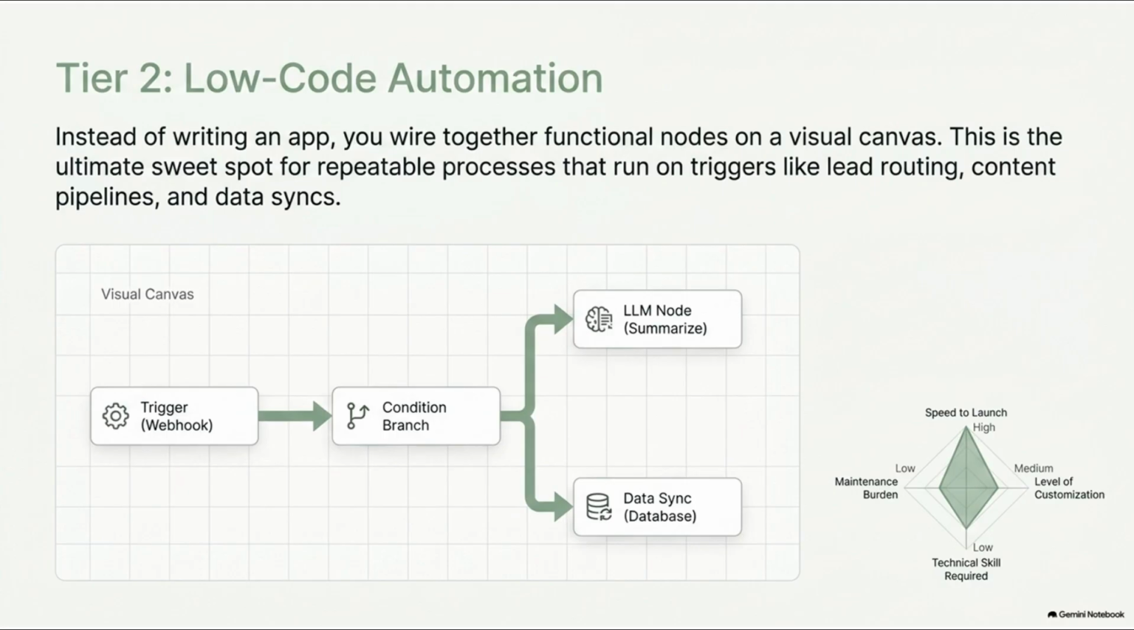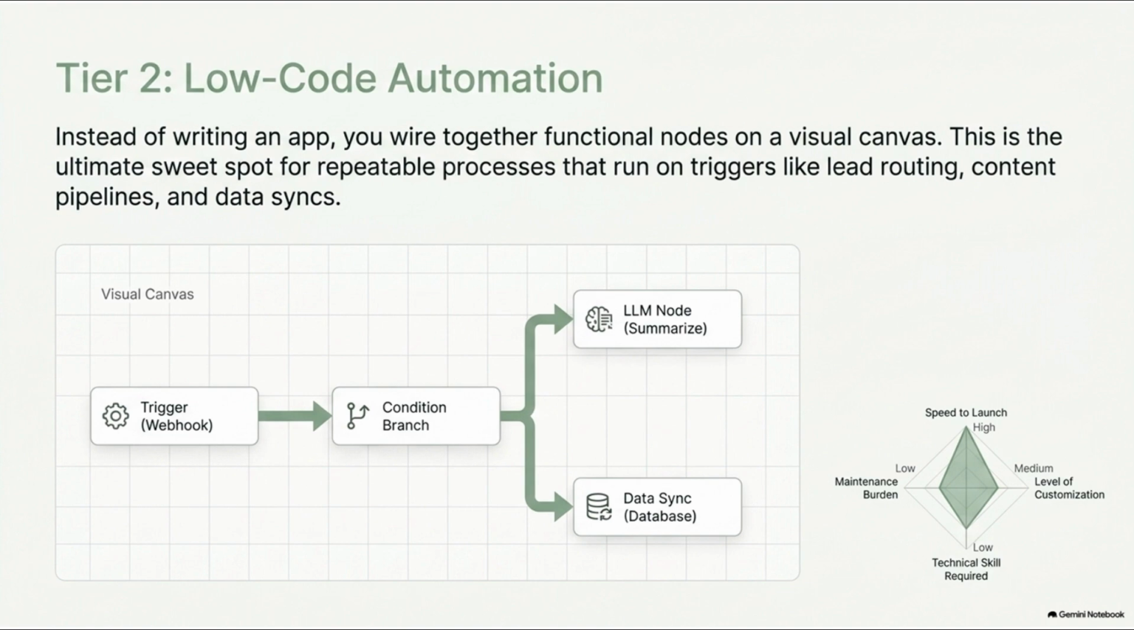Tier 2, low code. And this is a real shift in how you build. In no code, you described a task. In low code, you actually build the logic yourself, but visually, without writing much code. Picture a canvas. You drag boxes onto it. Each box, or node, does one specific job. Call an API, run an AI model, transform some data, check a condition. Then you draw lines connecting them into a flow. A trigger fires at the top, data flows down through your branches, and a result comes out the bottom.